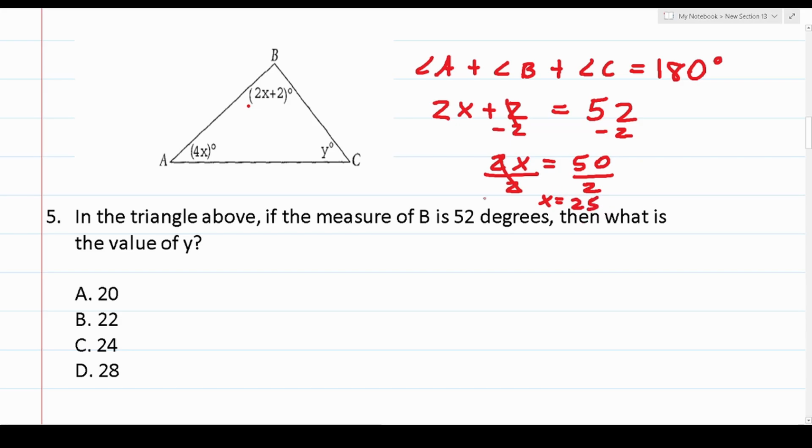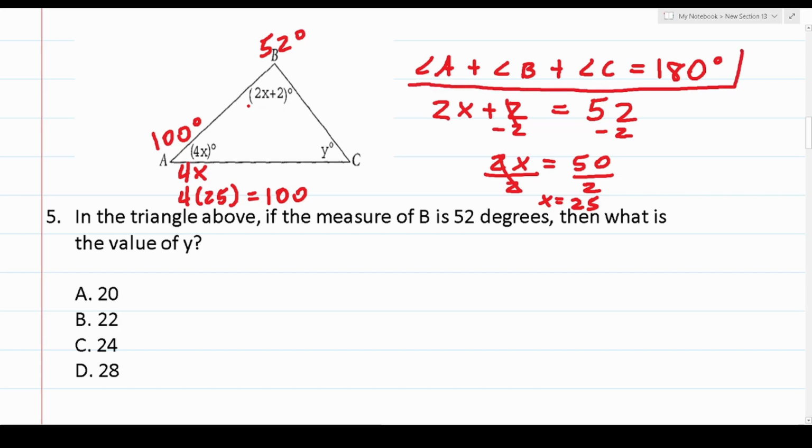Okay? So again, we know B is 52 degrees. We know x is now 25. So again, A is 4x. We know what x is. X is 25. So this is 4 times 25. 4 times 25 is 100. So we have A being 100 degrees and B being 52 degrees. Okay, so we use some simple algebra to find those values by solving for x.